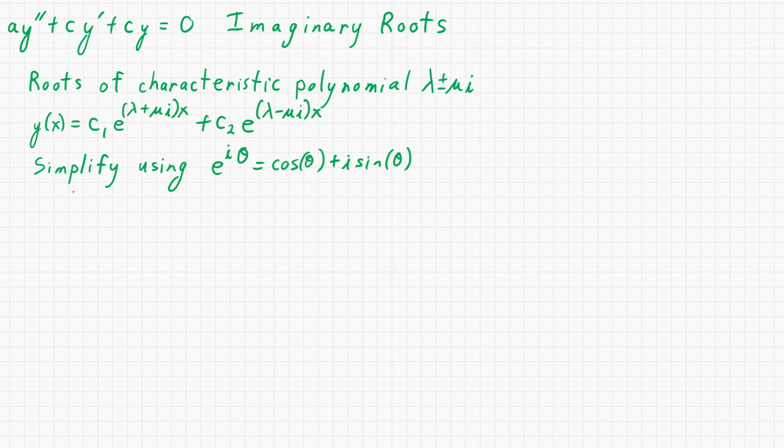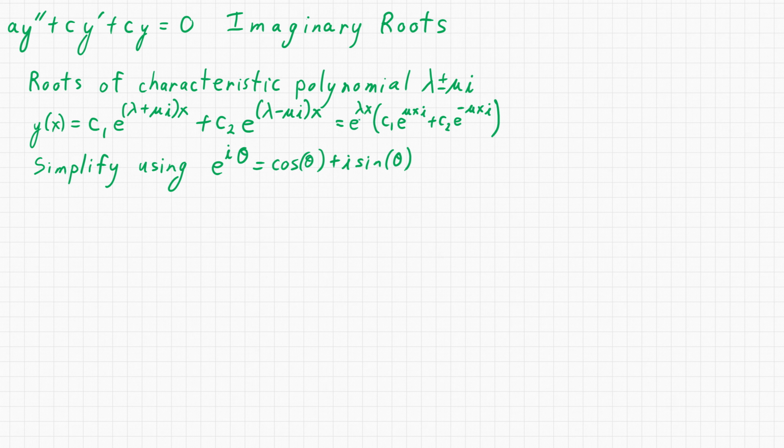So there's an idea and a trick that you have to use. We're going to simplify using this formula: e to the i theta equals cosine theta plus i sine theta. You're going to have to trust me on that one. How is this going to help us? Let's do it for our own here. I can pull a lambda x out of everything, so e to the lambda x times c1 e to the mu x times i plus c2 e to the negative mu x times i.